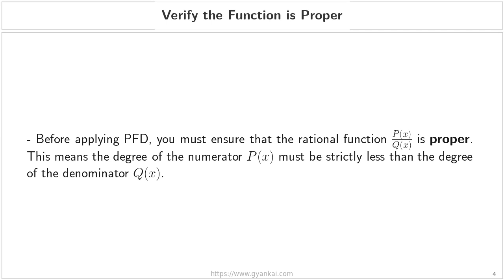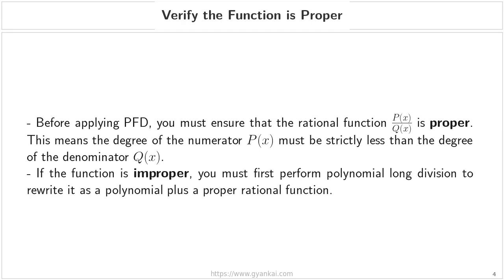Think of it like this. The denominator needs to be bigger than the numerator in terms of its polynomial degree. Now, what happens if our function isn't proper? What if the degree of the numerator is greater than or equal to the degree of the denominator? That's where polynomial long division comes in.